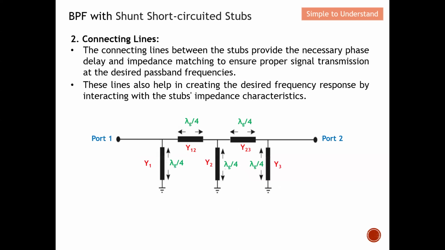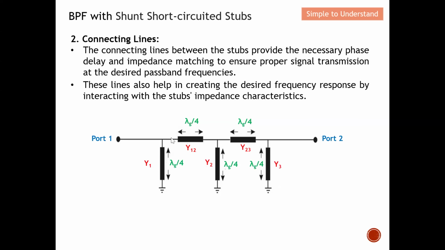Next, let's move on to the connecting line. The connecting lines, which are in between the stubs, provide the necessary phase delay and also impedance matching to ensure proper signal transmission at the desired passband frequency. This line also helps in creating the desired frequency response by interacting with the stub impedance characteristics. So these are the connecting lines.